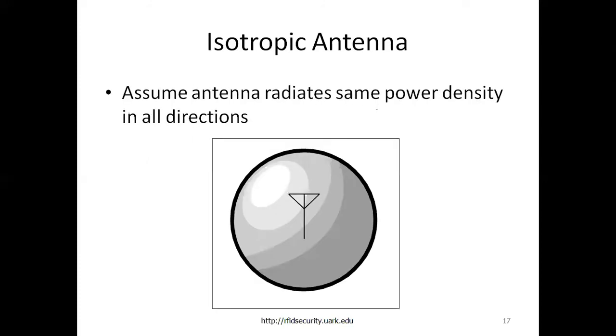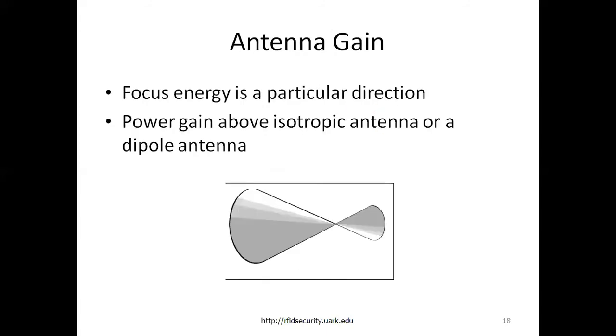As previously discussed about the isotropic antenna, we have to assume the antenna radiates the same power density in all directions. So there is no change in the radiation or gain value. All directions cover a similar range of gain and radiated power. When considering antenna gain, the focus is energy in a particular direction, the power gain above an isotropic or dipole antenna.